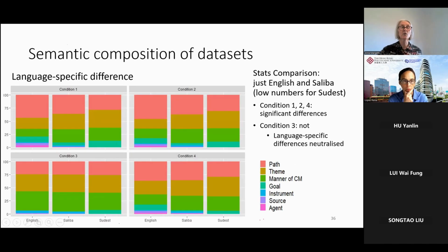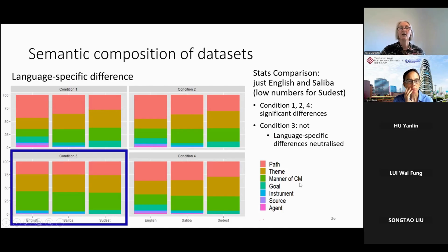If we break this down by language, we now have a set of 3 graphs of 3 bars representing one condition. So this block here is condition 1. Each bar represents one of the languages. This is English, this is Saliba, this is Sudest. You have the legend down here. So condition 1, 2, 3, and 4. In the statistical comparison, I should say, we only compared English and Saliba, because Sudest is a smaller corpus and the token numbers got so small that we decided to statistically only look at English and Saliba.